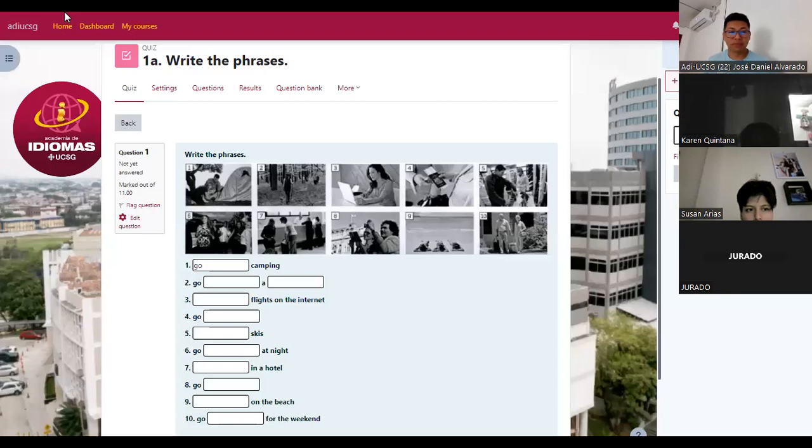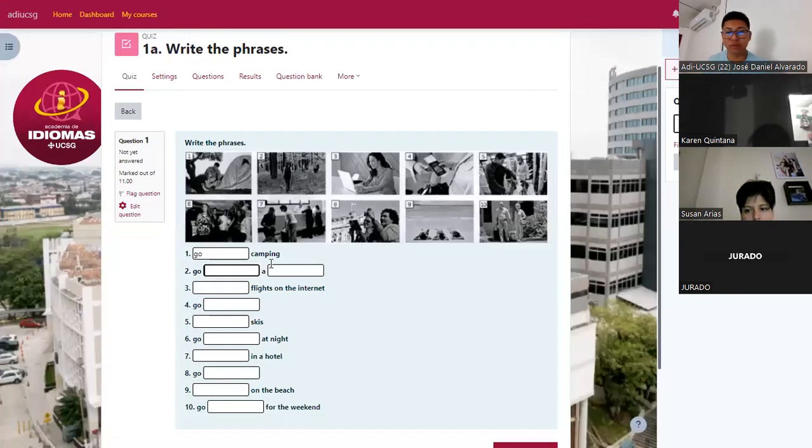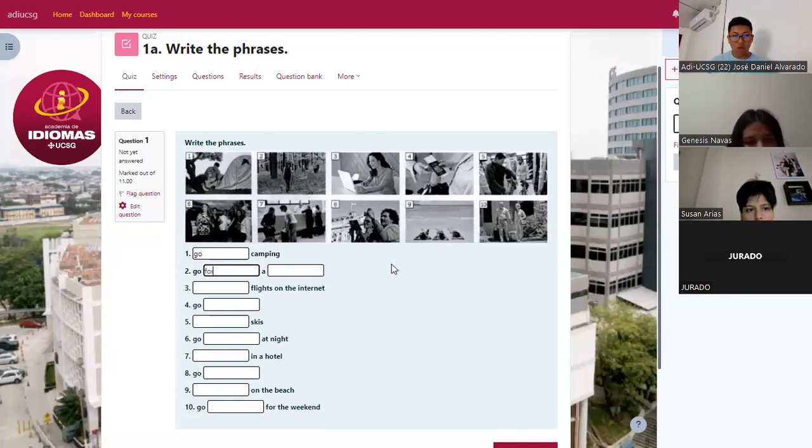Go camping. Yeah, number 1 is go camping. And number 2, go for a walk. Very good. Number 3, book flights on the internet. Number 4, go abroad. Very good. Number 5, hire skis. Very good.